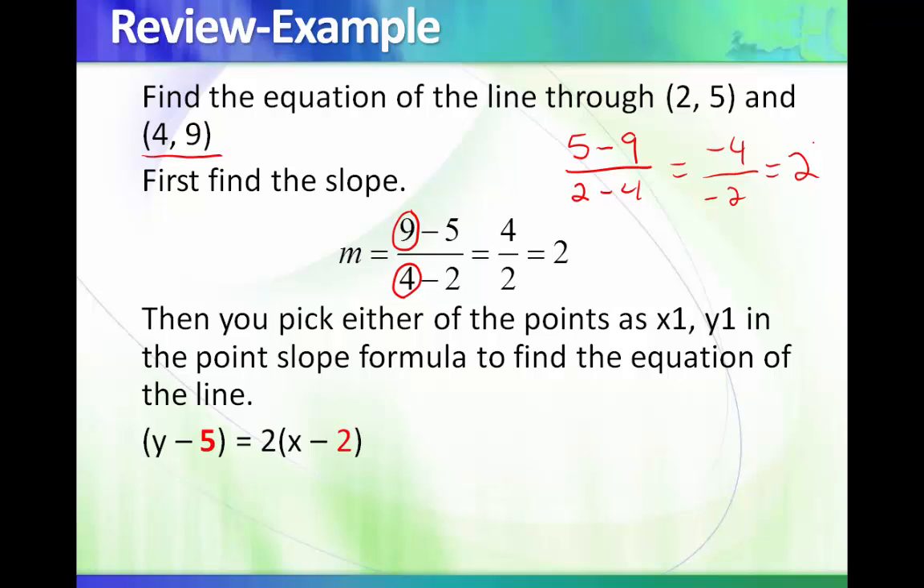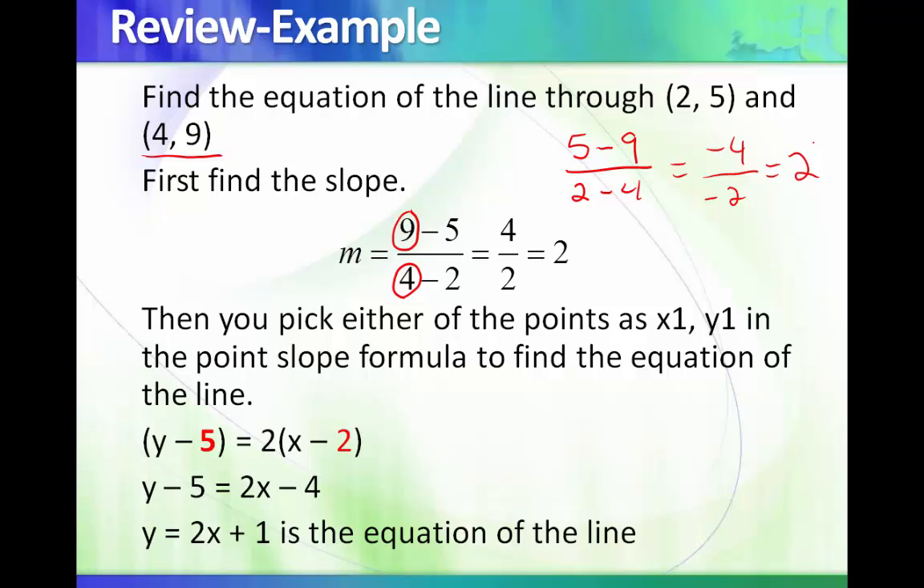So I use the point (2, 5), so I have y minus 5 is equal to the slope, which we found was 2, times x minus the x coordinate of that point, which is also 2. That gives us y minus 5 is equal to 2x minus 4, and y equals 2x plus 1 is the equation of the line.